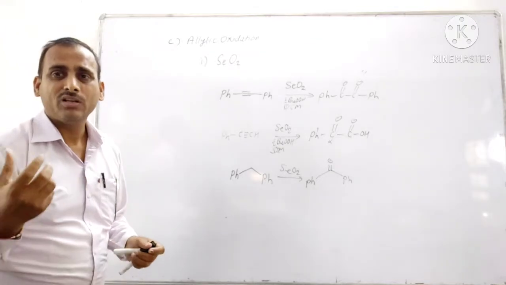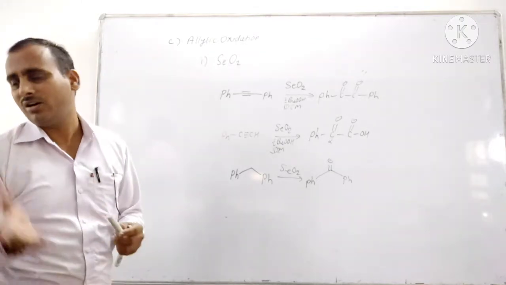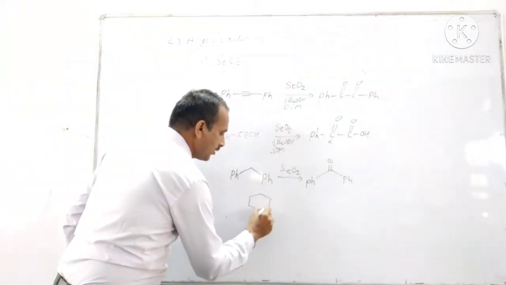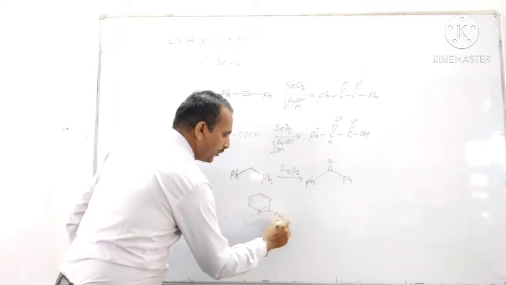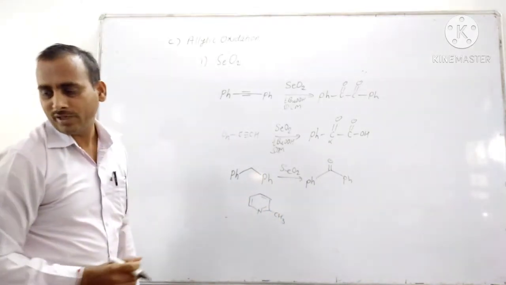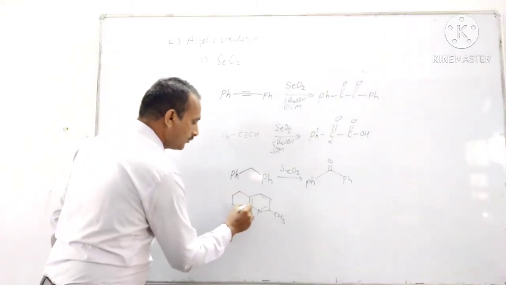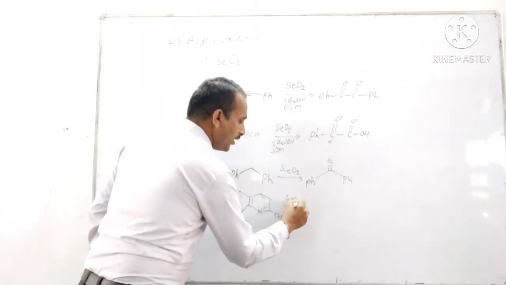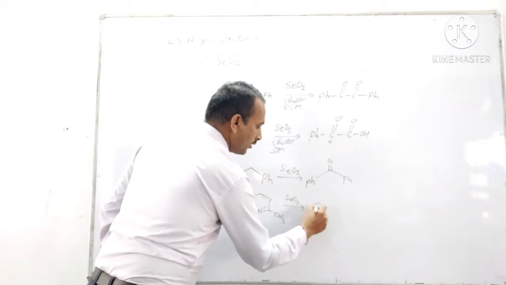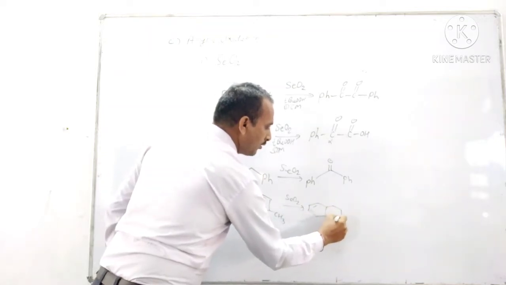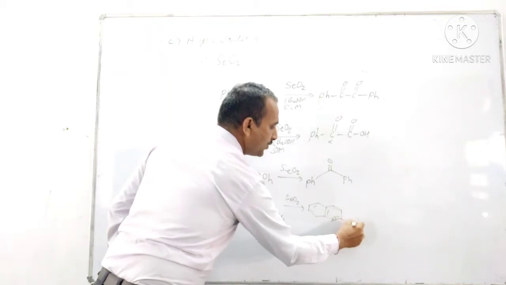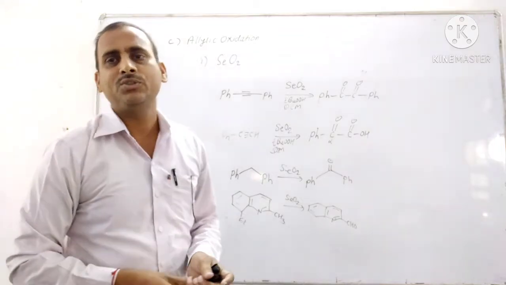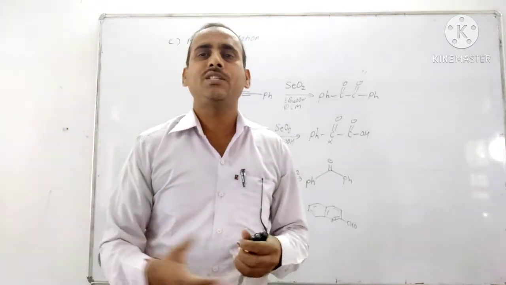Then the methyl substituent present on heteroaromatic compounds, for example a methyl group present on the heteroaromatic ring, using selenium dioxide gets oxidized to aldehyde. So this is related to the selenium dioxide oxidation reactions.